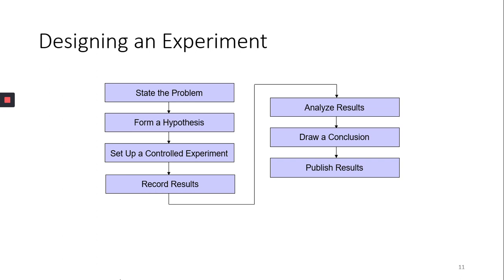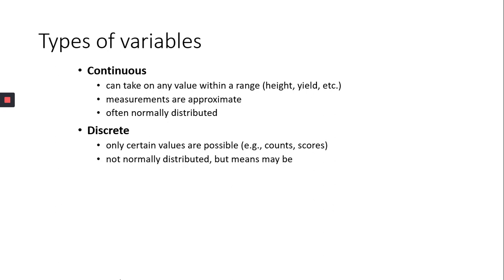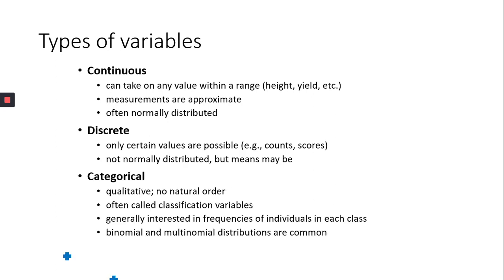You must have a problem. You form a hypothesis that should guide the process of addressing the problem. You set up a controlled experiment where you go to the field, you lay down your experiment and so forth, record the results from your experiment, analyze the results, and then finally draw conclusions. So as you set up your experiments, you do realize that you must be cognizant of the different types of variables. There are what we call continuous variables.